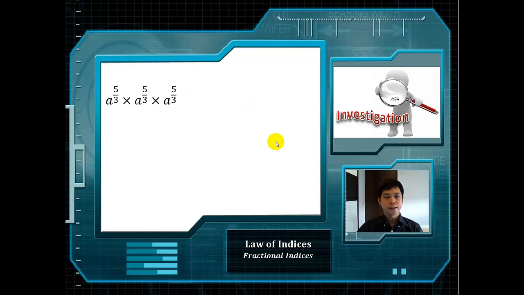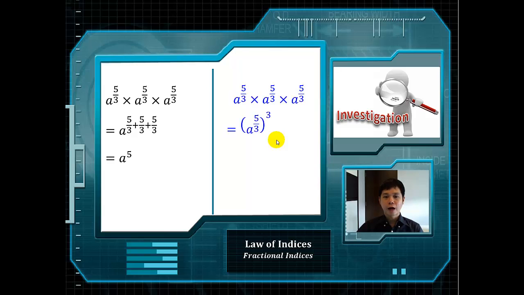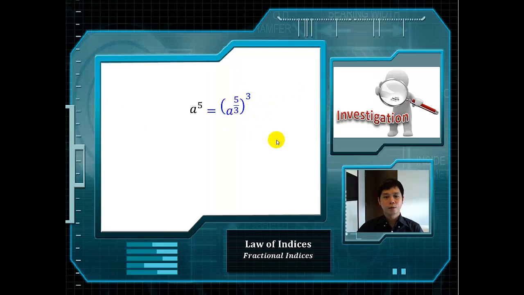We will take a look at an example of a to the power of 5 over 3. Now, when we multiply a to the power of 5 over 3 this way, we will get this using the law of indices. Have you figured out what is the simplified form? Yes, it is simply a to the power of 5. Likewise, we can write it as a to the power of 5 over 3 cubed. To equate the left hand side and the right hand side, we will get a to the power of 5 is equal to a to the power of 5 over 3 cubed.